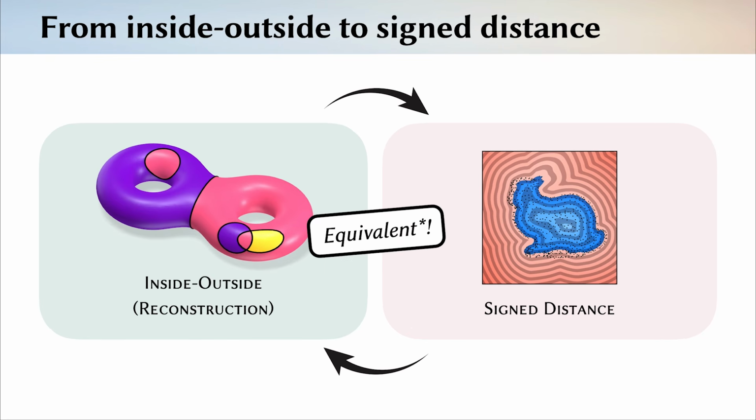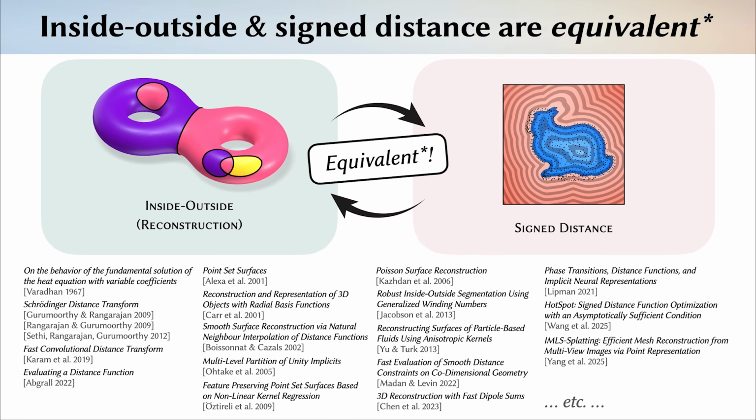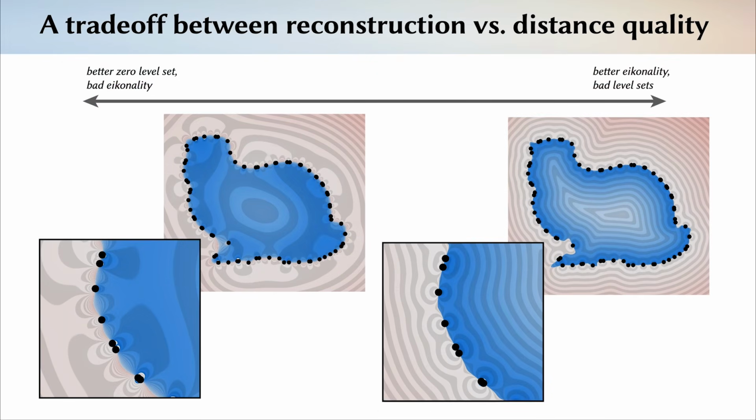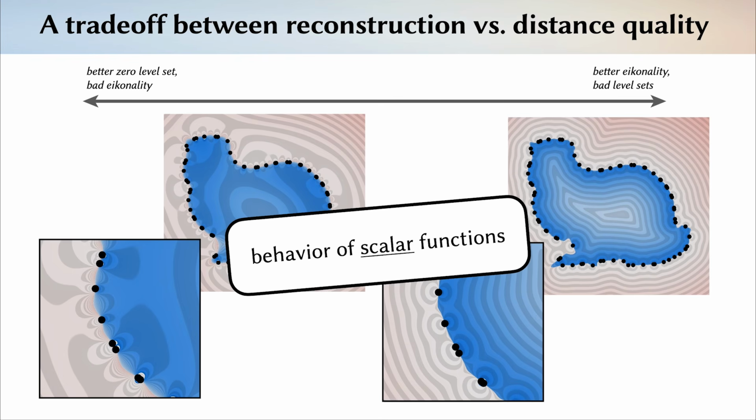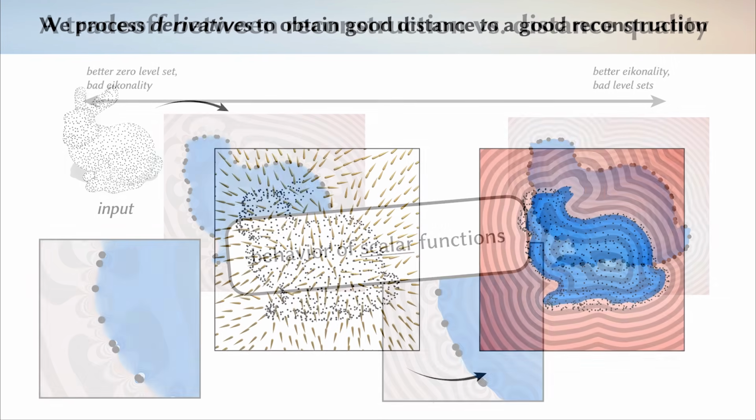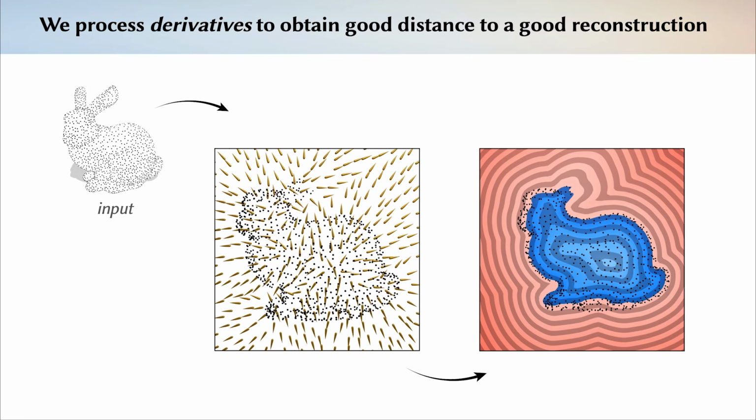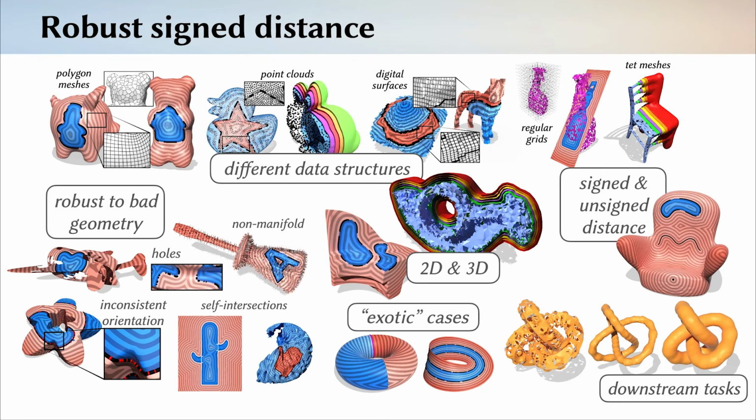We show that these two quantities are actually equivalent under certain conditions, unifying decades of geometry processing algorithms. But crucially, we show that there's also a fundamental trade-off that means that you cannot simultaneously obtain good reconstruction and distance quality, at least not with scalar data alone. So once again, we process derivatives to get good distance accuracy to a good reconstruction of the true surface underlying an imperfect observation. Our resulting algorithm makes signed distance robust to curves and surfaces of varying dimensions, representations, and settings.